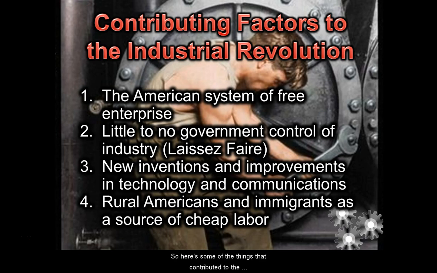All right, so here's some of the things that contributed to the American Industrial Revolution. You have our system of free enterprise, very little government control of industry. We're going to see some of the consequences of that soon. New inventions and improvements, and of course, getting people to come out of the countryside, which we call rural America, and getting people from across the world to come to America to work as cheap labor.